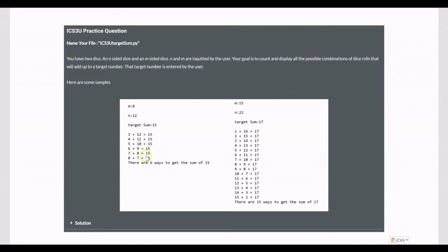Okay, so that's important. It is distinguishing a different roll as the two numbers. So if dice 1 is 8 and dice 2 is 7, and dice 1 is 7 and dice 2 is 8, those are considered different. So we need to display all of them. Same thing over here for a 15-sided dice and a 22-sided dice.